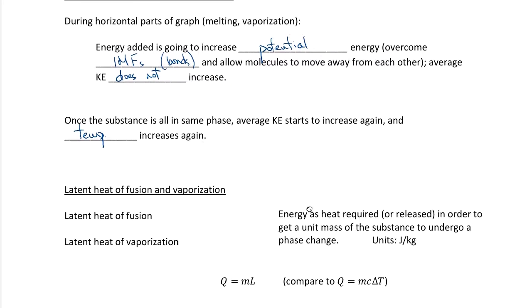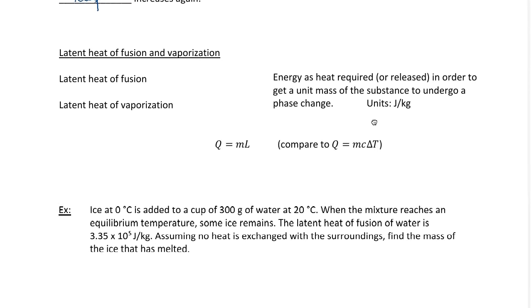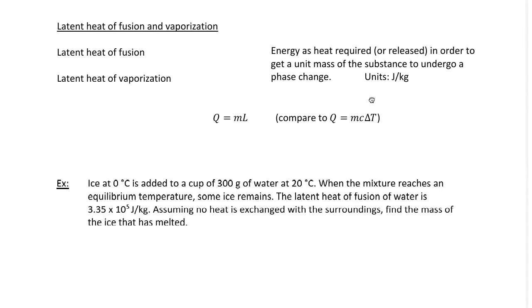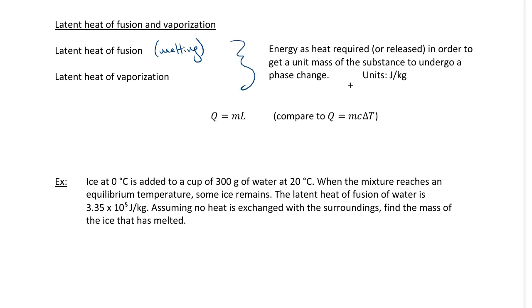And just like specific heat capacity allowed us to quantify the energy that was needed to raise the temperature of something, we can quantify the amount of energy that's needed to change phase. And we do that with the latent heat of fusion and vaporization. Fusion is a synonym for melting. And the latent heat of fusion and the latent heat of vaporization refer to the energy as heat required in order to get a unit mass of a substance to undergo a phase change, or released if we do the opposite direction phase change.